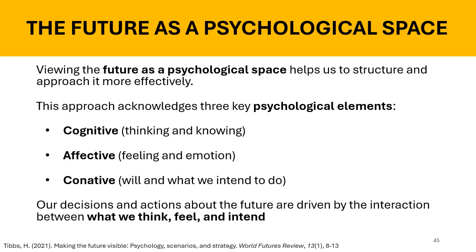Viewing the future as a psychological space helps us to structure and approach it more effectively. This approach acknowledges three key psychological elements: the cognitive, the way that we think; the affective, how we feel, our emotions; and the conative, our will and what we intend to do. So our decisions and actions about the future are driven by the interaction of what we think, feel, and intend.